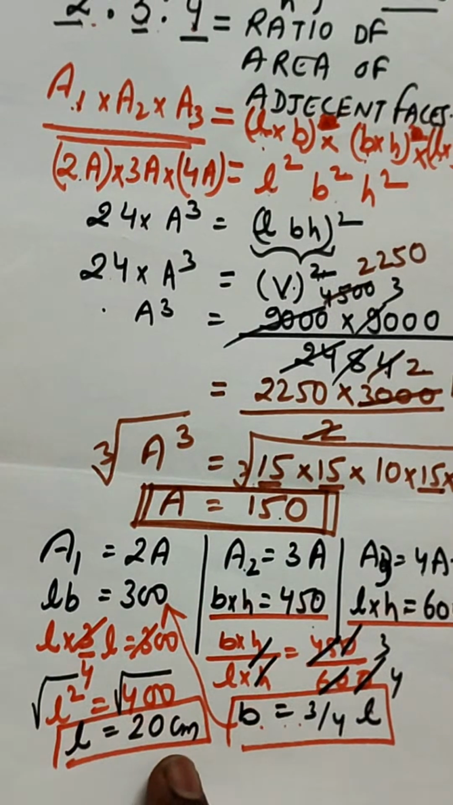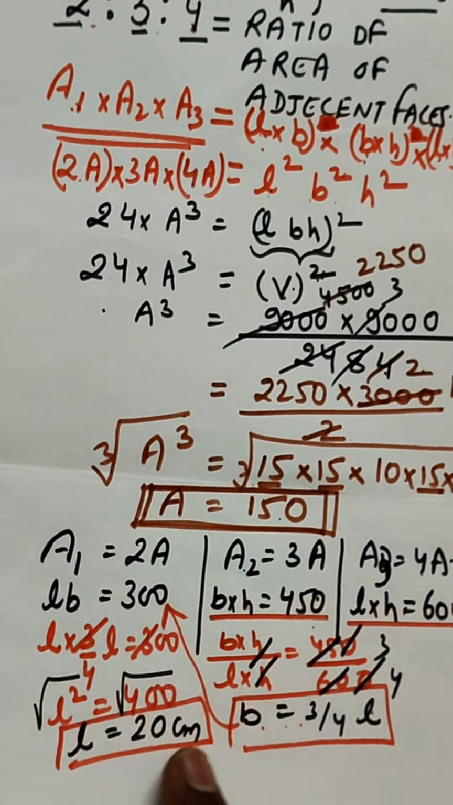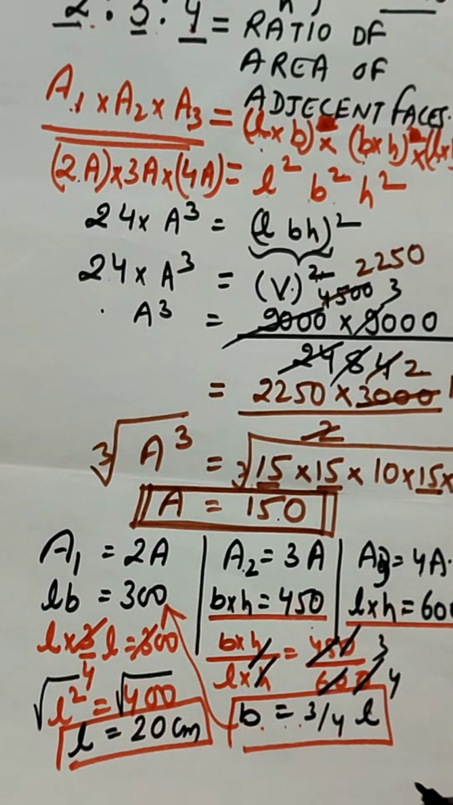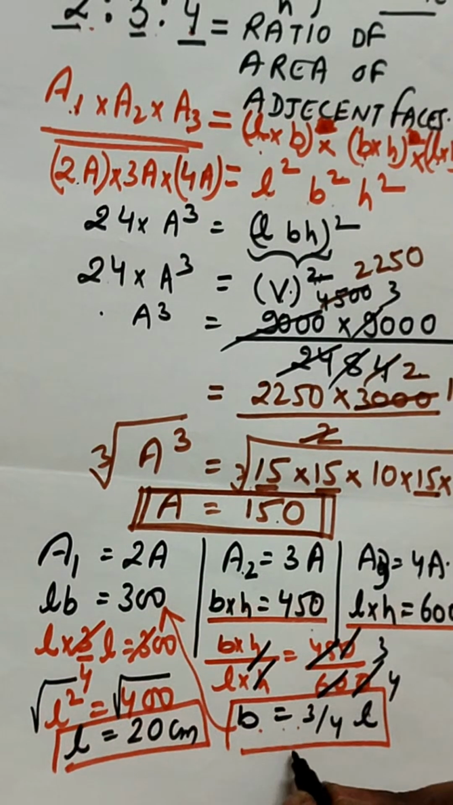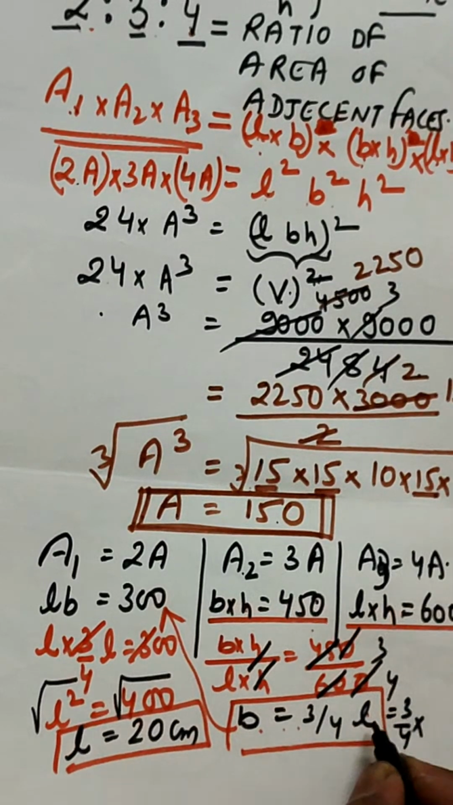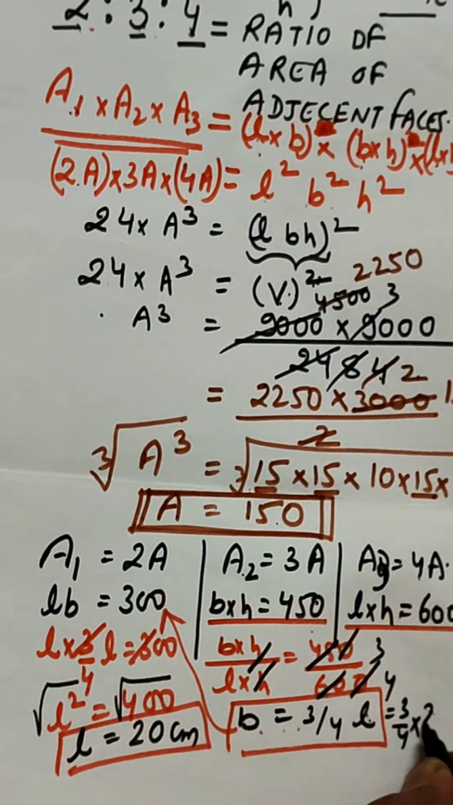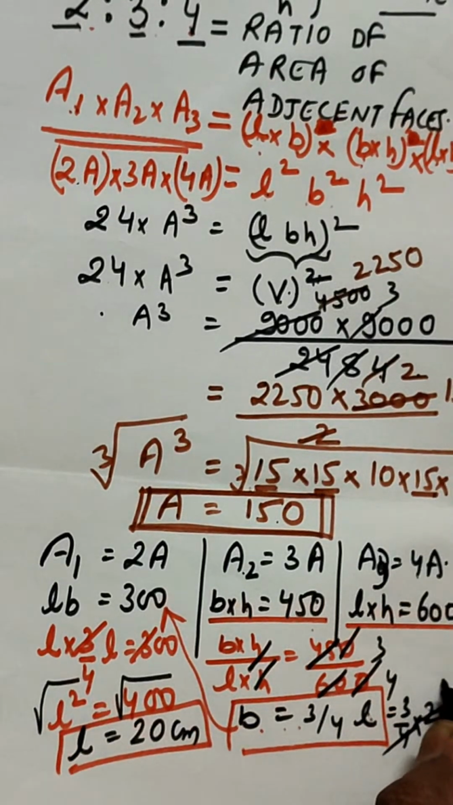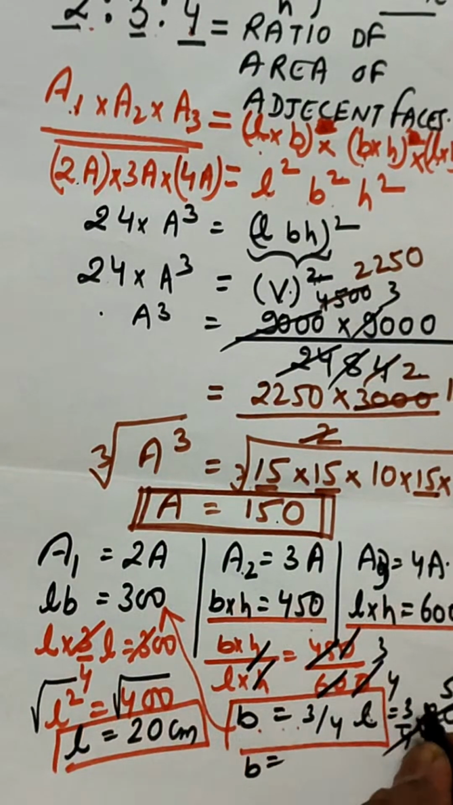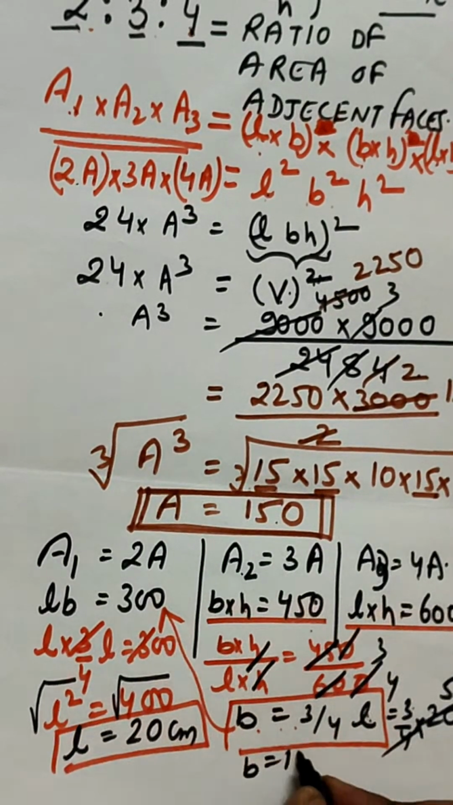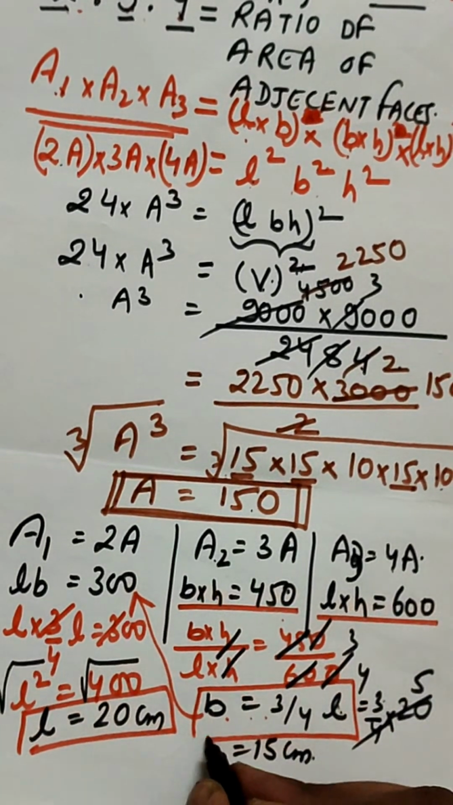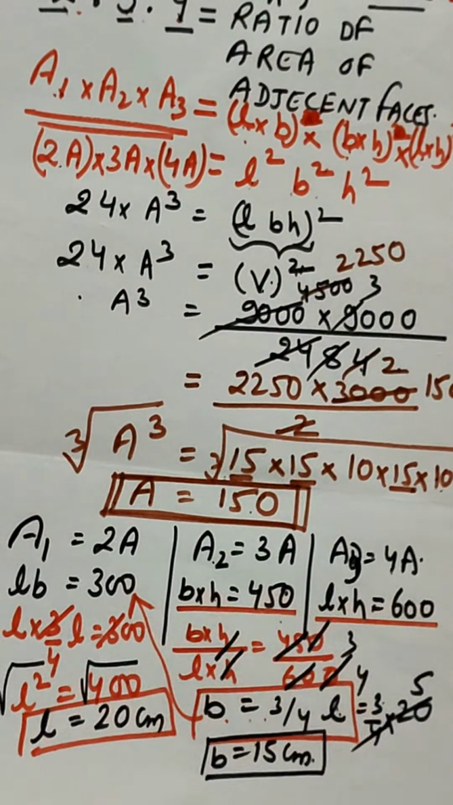If L is calculated as 20 centimeter, put this value of L into this equation, that is B equal to 3 by 4 times L. So here the value of B equal to 3 by 4 times L will give you 3 by 4 into, put the value of L as 20. So it is 4, 5. So the value of B is calculated as 3 into 5, which is equal to 15 centimeter. The value of B is calculated to you.